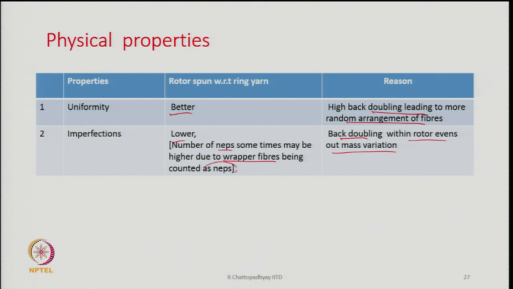counted as naps. Wrapper fibers, the loose wrappers, can slide and they accumulate and form naps. The other thing is the belts increase the mass locally and they can be counted as naps also. So, sometimes the naps number may go high, even though if we look at the yarn we may not be able to find too many naps.